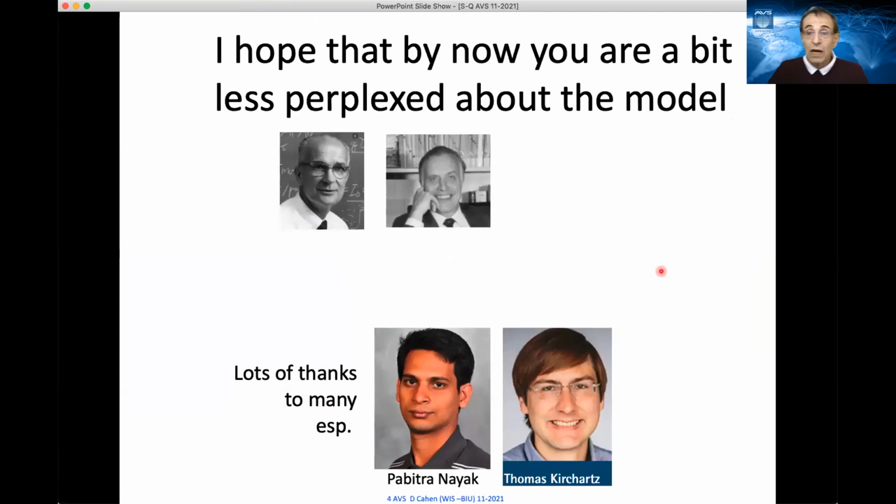So I hope that by now you are all a bit less perplexed about the model. And many thanks, especially to Thomas Kirchartz and Pabitra Nayak, and naturally to these two gentlemen who decided that when the Journal of Applied Physics rejected their paper, they should try again. That was after Shockley got over his fury attack. Thank you.